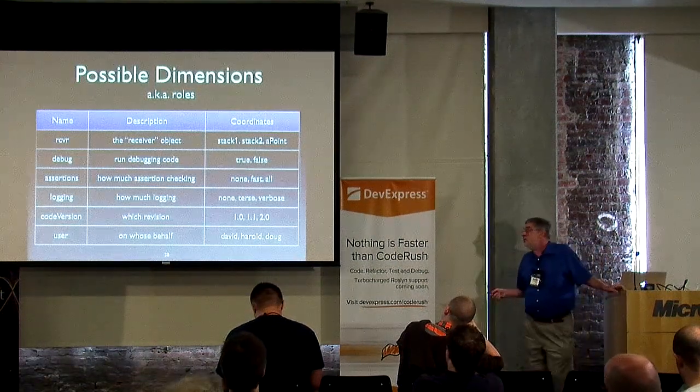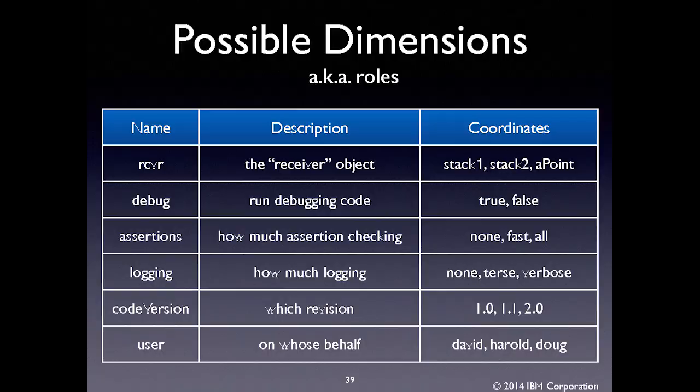Now there are a whole lot of uses we can put this to. What we used to think of as the receiver: do I want to run debugging code? How much assertion checking do I want? We could bind that to, say, 3 objects: coordinates none, fast, and all. How much logging? What version of the code do I want to run in the context of? On whose behalf am I running the code? And all of these can be ignored till the code cares.